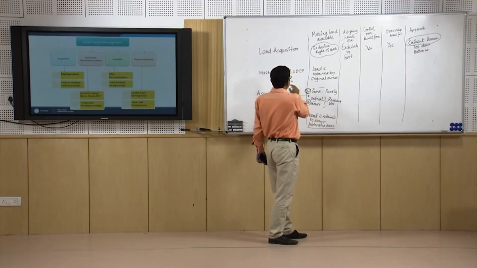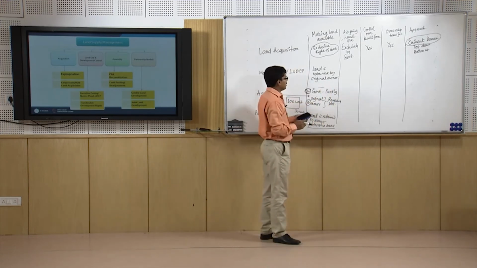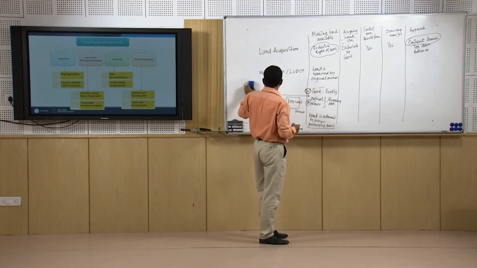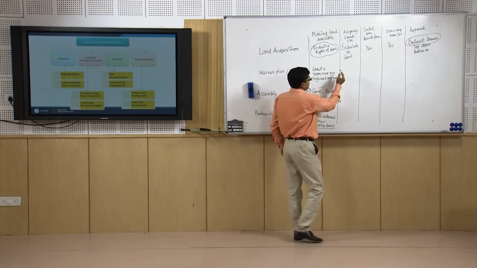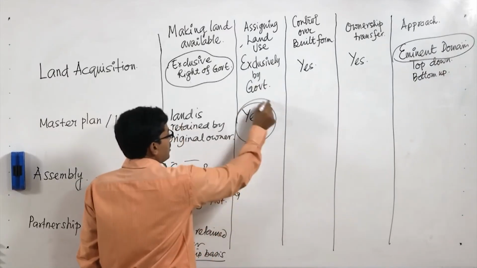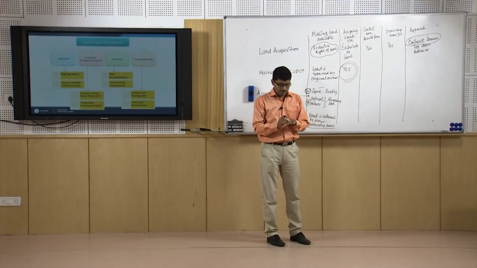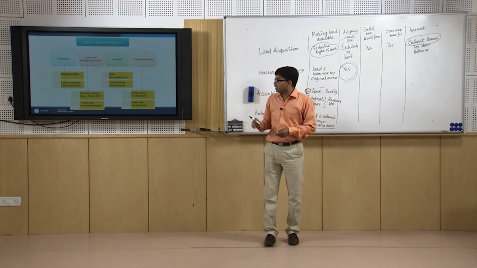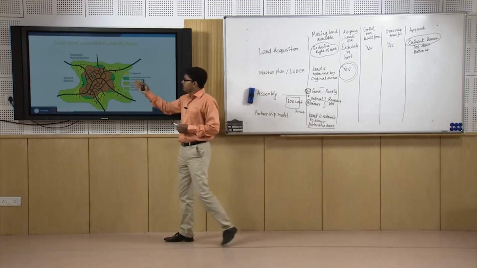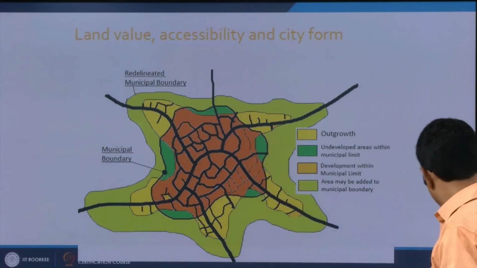Now, we come to the master plan and LUDCP. Though they are not taking the land, here the land is retained by the original landowner, but the land use prescription is there. Yes, that is the major strength of this model, that they are prescribing land use. Even if they are not taking the land, they can prescribe the land use for a particular purpose. Based on the dynamics of land value and connectivity that we have seen, they can prescribe the land use even if they are not taking the land into their own ownership.